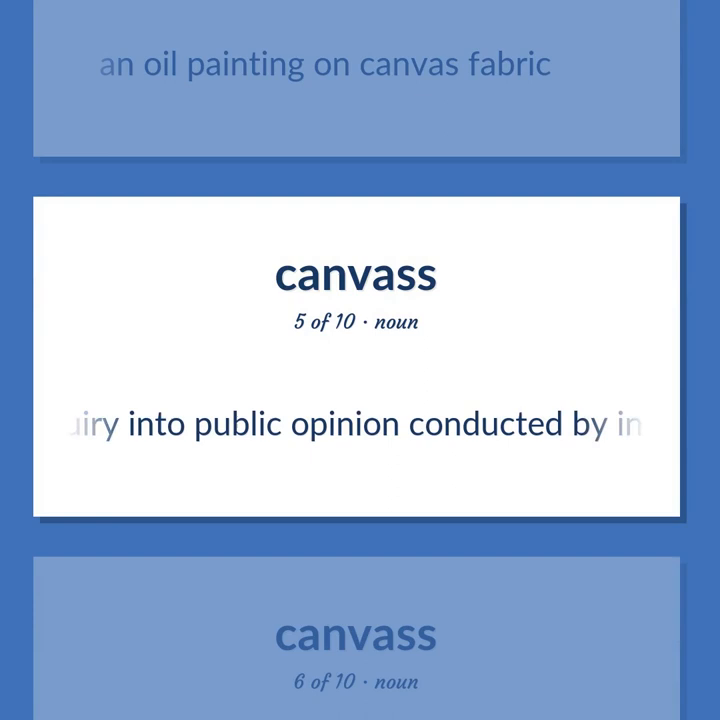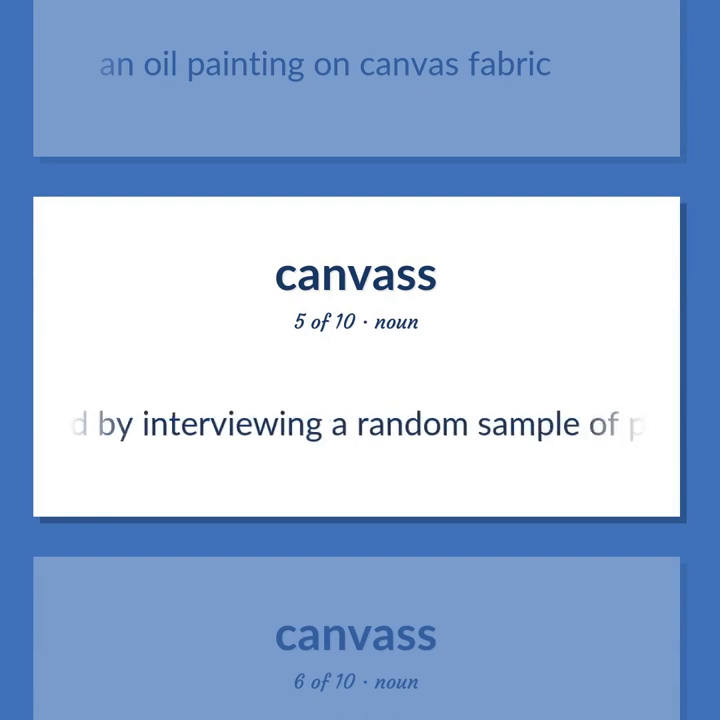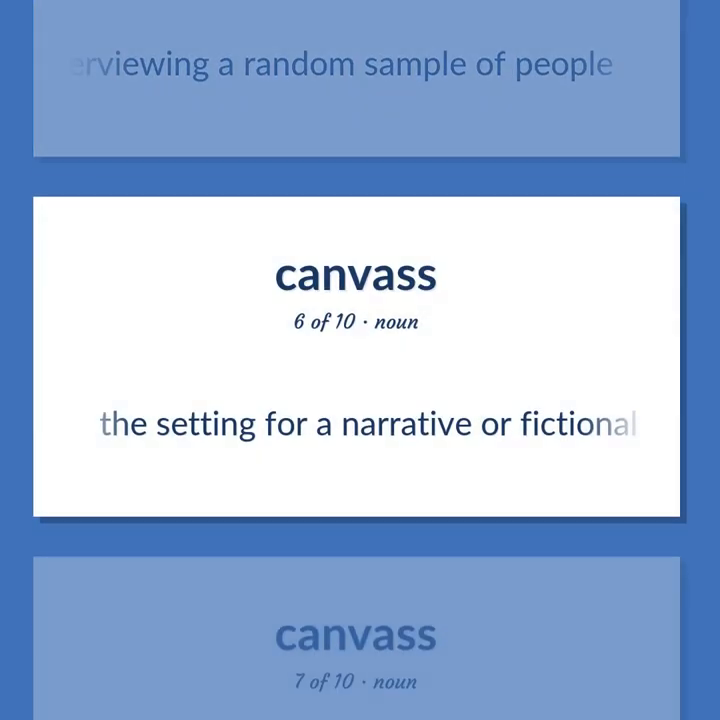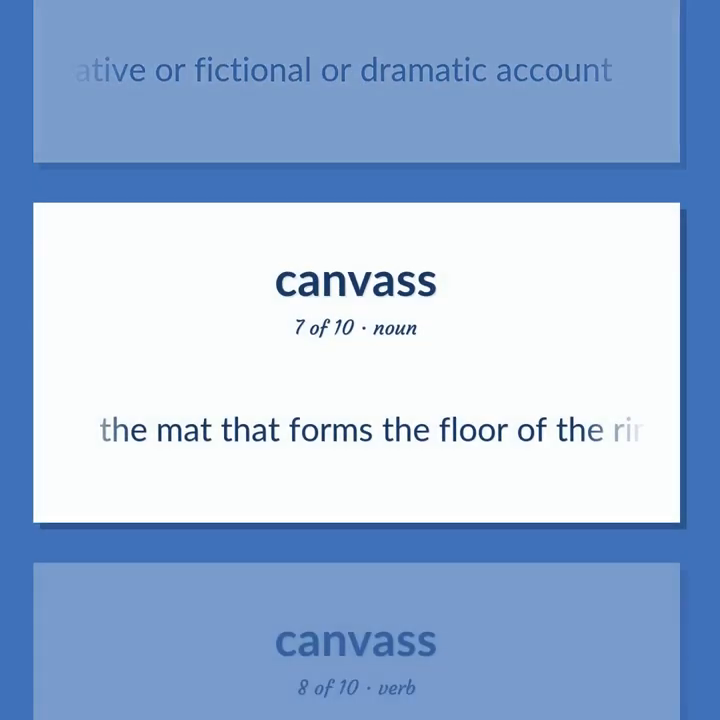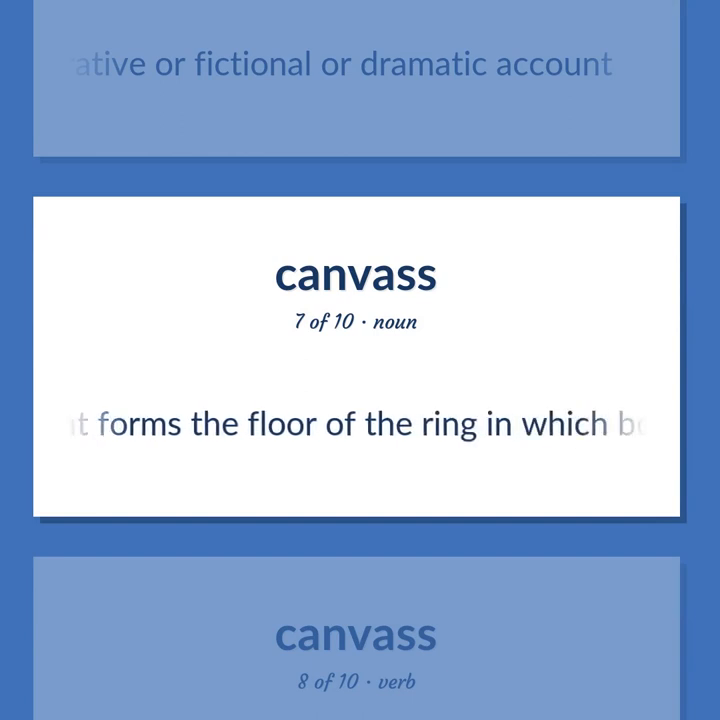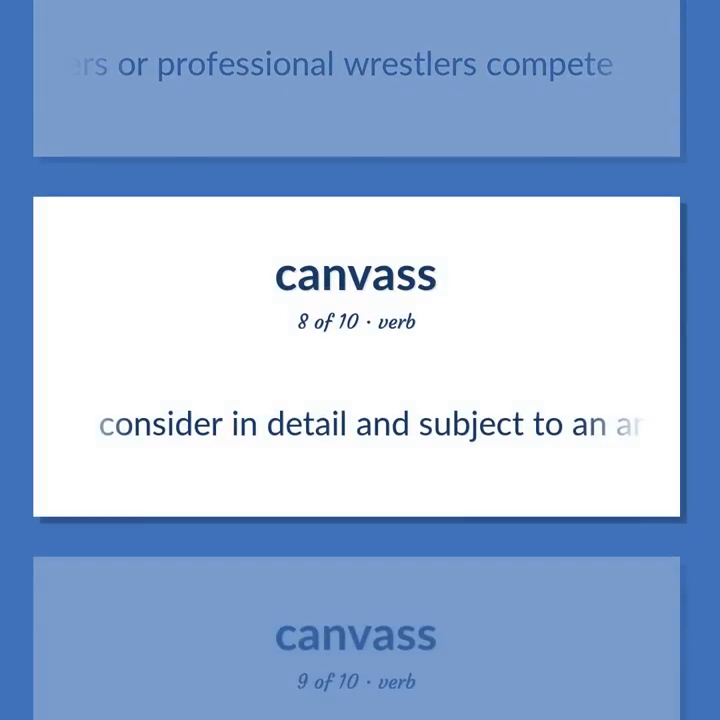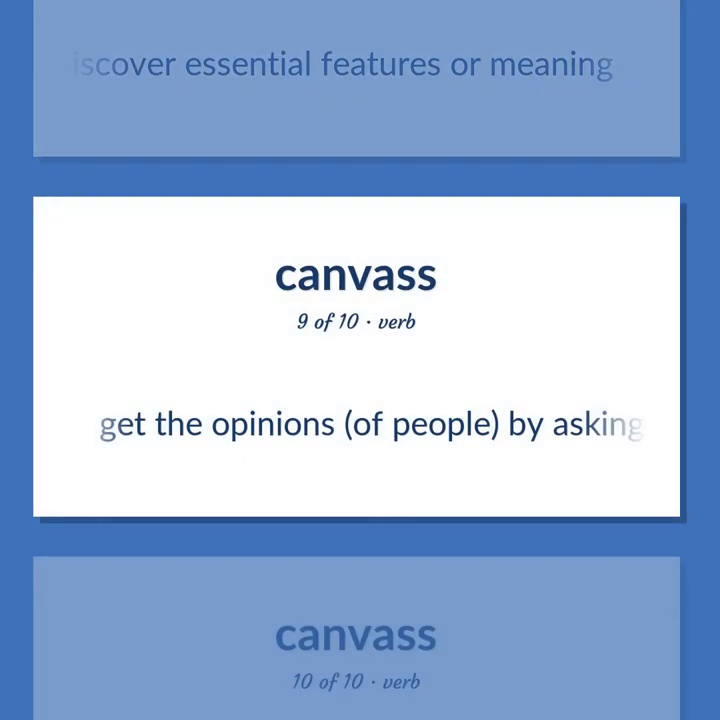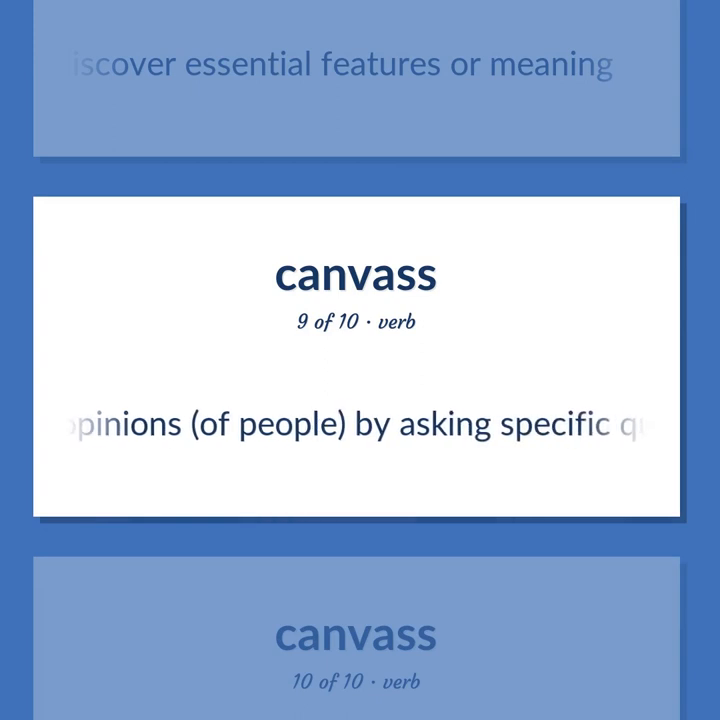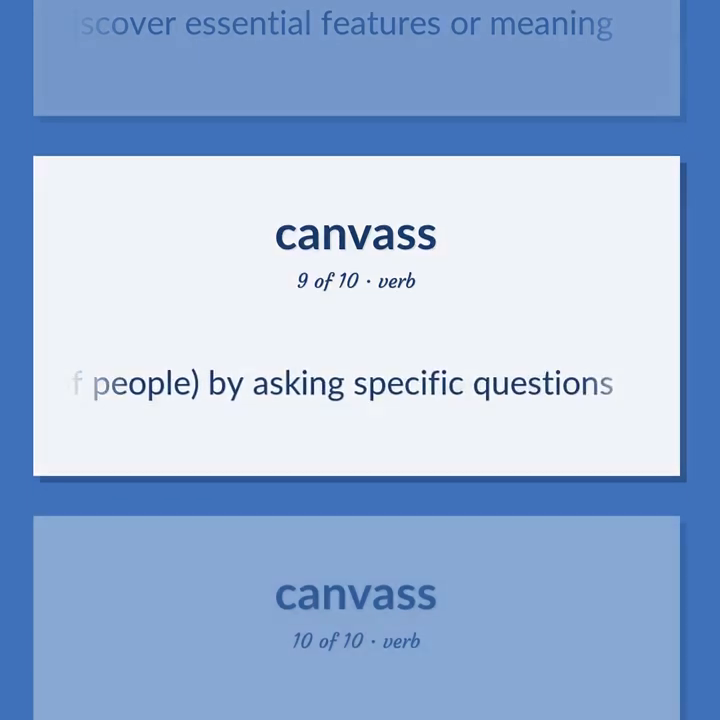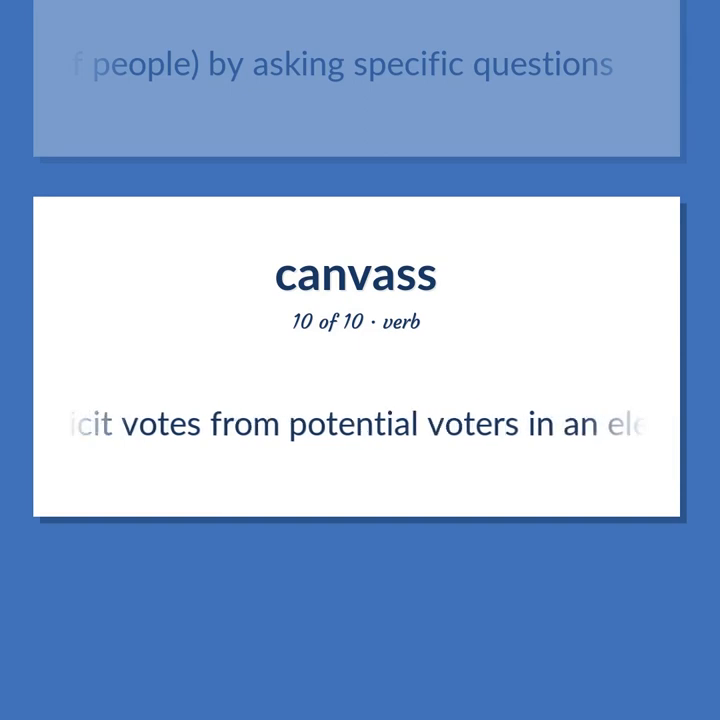An inquiry into public opinion conducted by interviewing a random sample of people. The setting for a narrative or fictional or dramatic account. The mat that forms the floor of the ring in which boxers or professional wrestlers compete. Consider in detail and subject to an analysis in order to discover essential features or meaning. Get the opinions of people by asking specific questions. Solicit votes from potential voters in an electoral campaign.